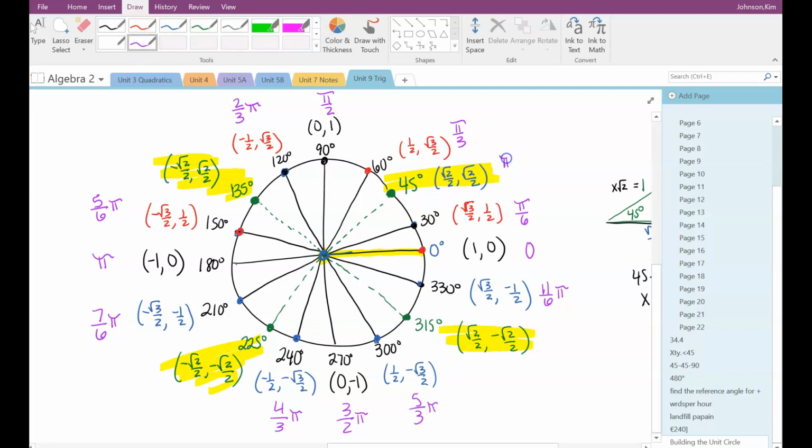This one is 1 over 4 pi. This one's 3 over 4 pi. This one's 5 over 4 pi. And this one's 7 over 4 pi.